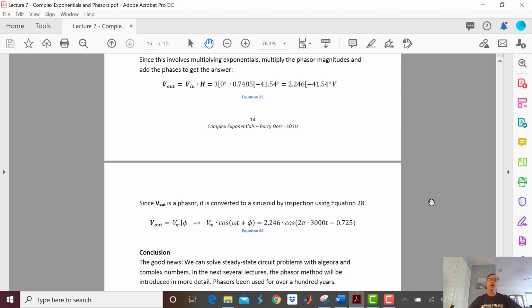And since V out is a phasor, we convert it to a sinusoid by inspection using our equation 28, which had our little equivalence relationship. We got a Vmax at a phase angle. Here it is. Vmax at a phase angle, and our equivalence just tells us that that is going to be Vmax times cosine(omega t plus phi). Here is our answer with no complex numbers.